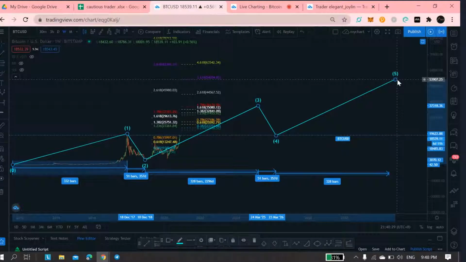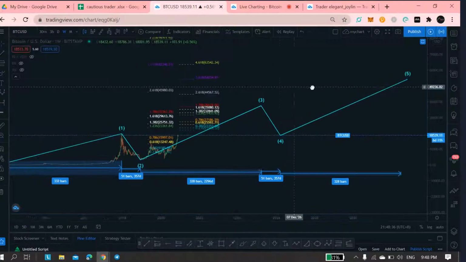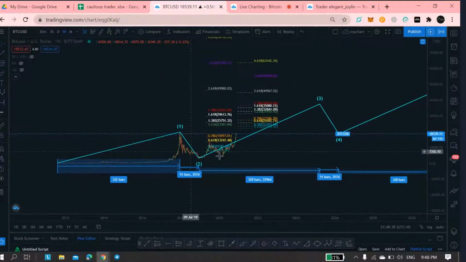Actually extends beyond 2030. So I think the most important thing here is wave 3. We are currently in wave 3, in my opinion, that could possibly hit around this area, around the 37,000 area.